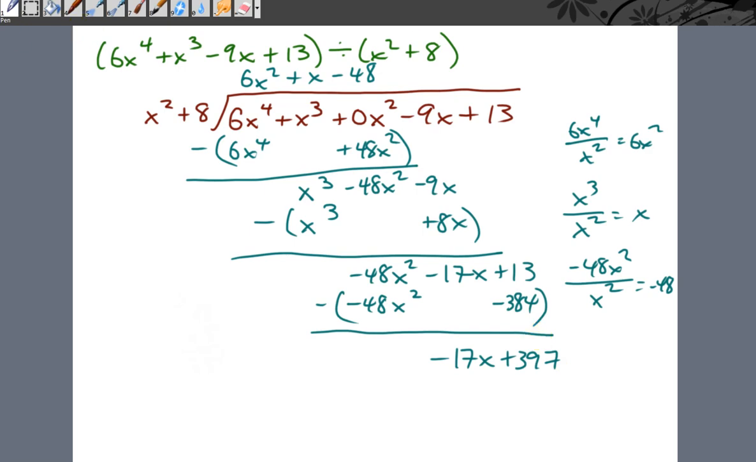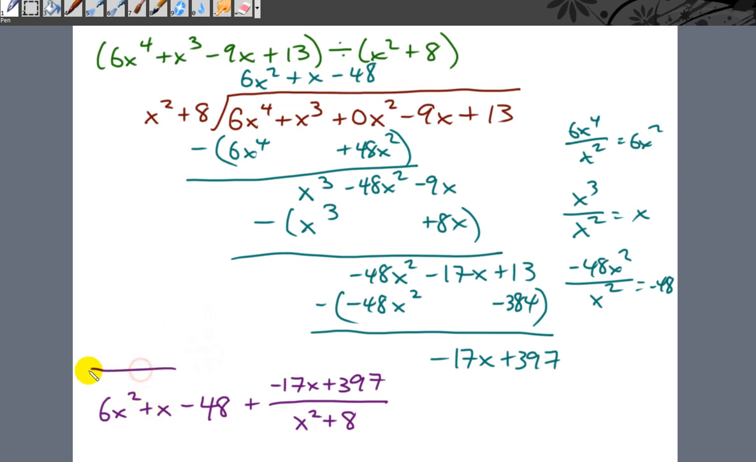As you can see here, this degree is less than this degree here. So we cannot go any further. This right here would be our remainder. So when we go ahead and write this, this is 6x squared plus x minus 48 plus negative 17x plus 397 divided by x squared plus 8. You just leave it like that, and that's totally fine. So something along those lines.